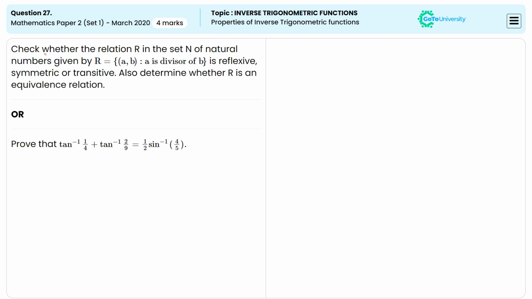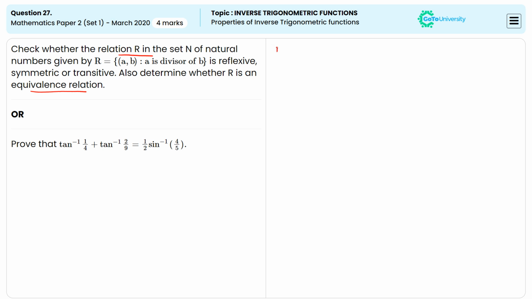In the first question, they have asked us to check whether the relation R in the set N of natural numbers given by R equals (a, b), where a is the divisor of b, is reflexive, symmetric or transitive, and they have also asked us to determine whether R is an equivalence relation or not. Now let's start with this one by one.